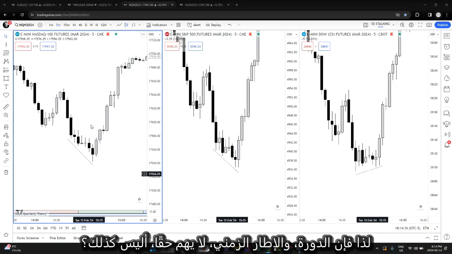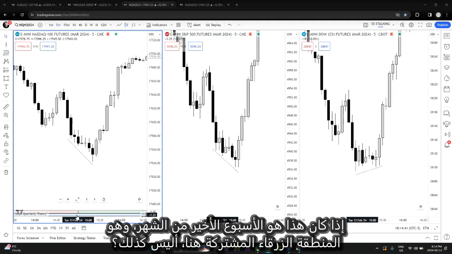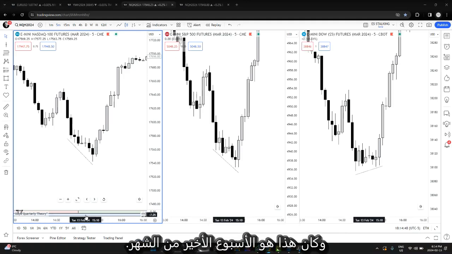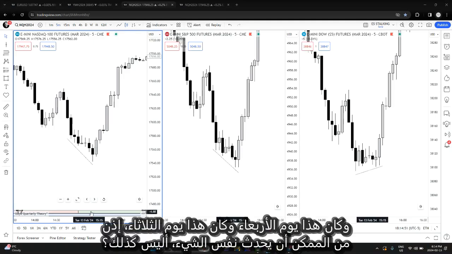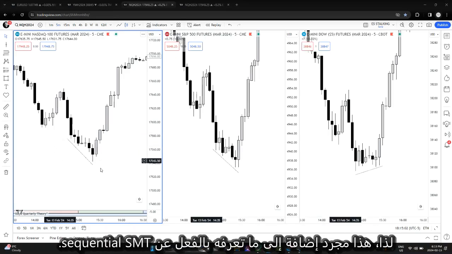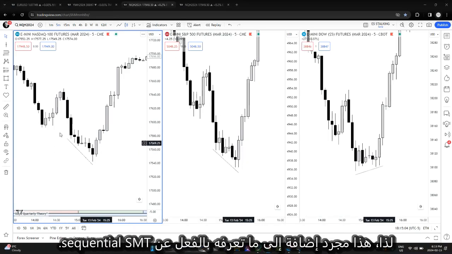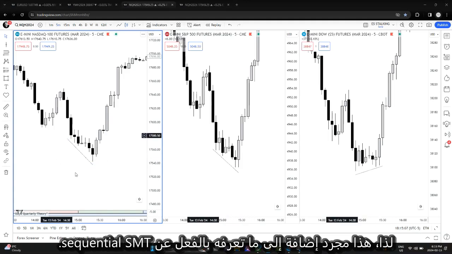So the cycle, the time frame, it doesn't really matter, right? If this was the last week of the month, which is the shaded blue area here, and this was Wednesday and this was Tuesday, then the same thing could happen, right? So this is just an addition to what you already know about sequential SMT.